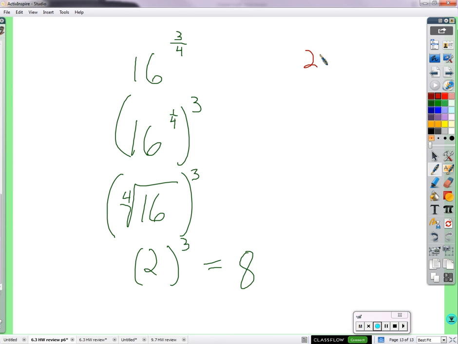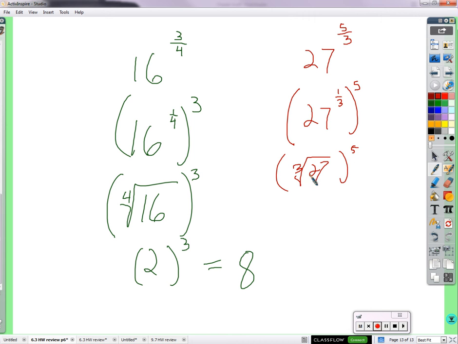Let's say 27 to the 5/3 power. Right. Times 5. To the 5th. Which would be, if I were to put those together and multiply them, I'd get that right there. So it's 27 to the 1/3. Third root of 27. What's the third root of 27? 3. What's 3 to the 5th?